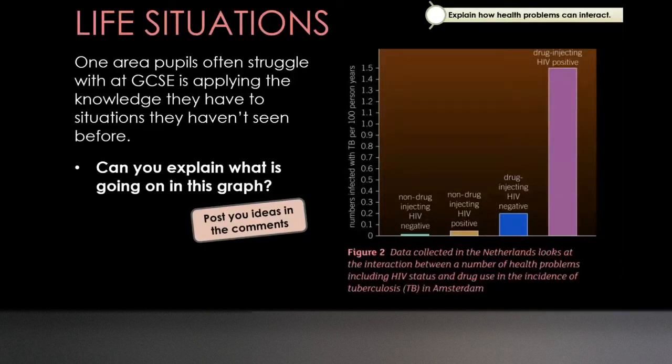So, there are 4 columns here. The first bar is showing the number of people who get TB who don't inject drugs and don't have HIV. The second bar is people who don't inject drugs but are HIV positive, and they have a certain chance of getting TB as well. The third bar is people who do inject drugs but don't have HIV. And that fourth bar is the people who inject drugs and are also HIV positive. What is their chance of getting TB?